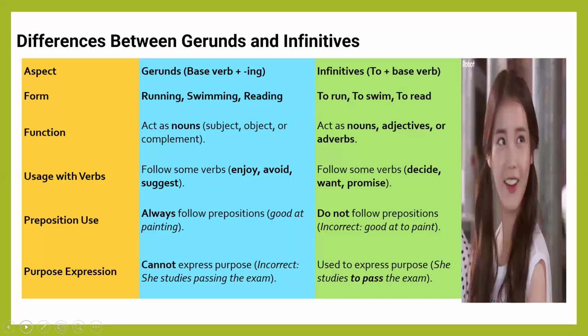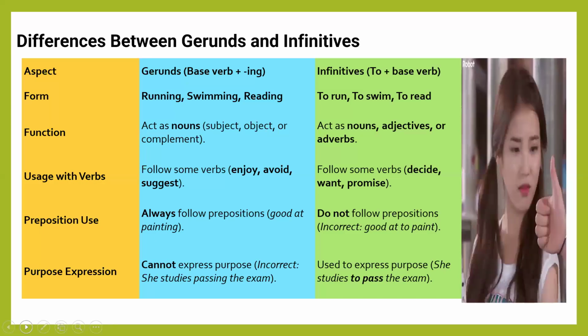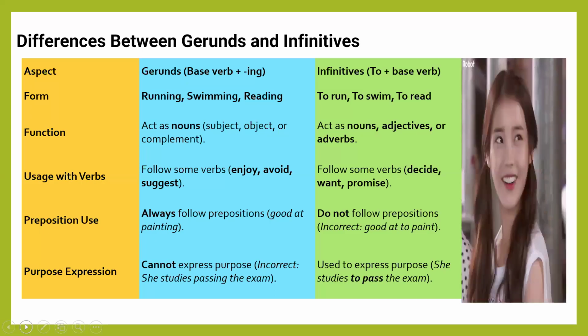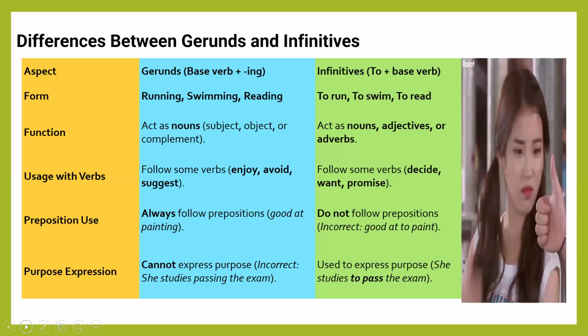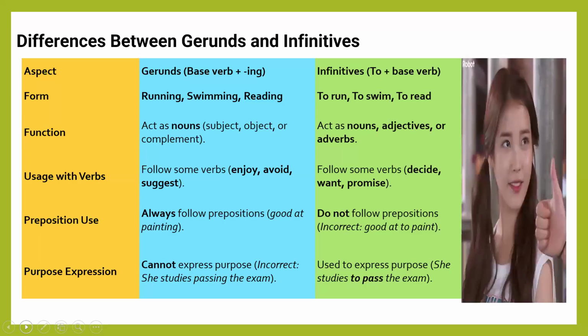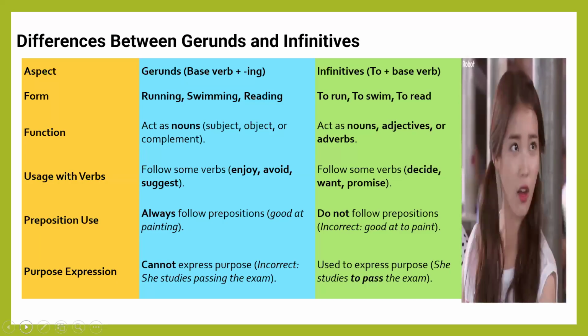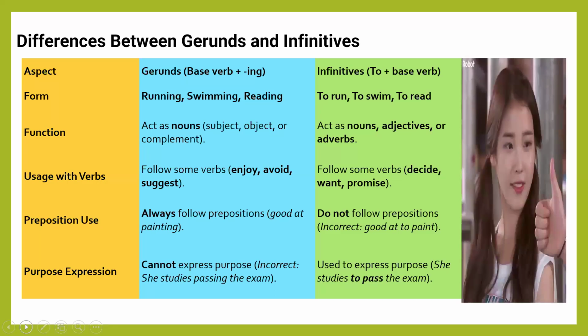Difference between gerund and infinitives. In an aspect, gerunds are the base form plus ing, as we know, and an infinitive is to plus the base verb. Running, swimming, reading become gerunds. To run, to swim, to read become infinitives. Gerunds act as a noun, subject, object, or complements. Infinitives act as a noun, adjective, or adverb.